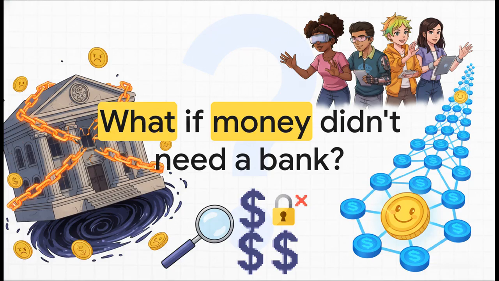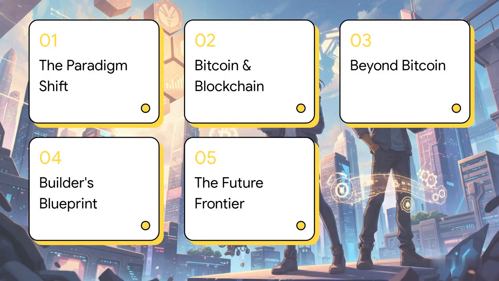Now, for years, technologists tried to create digital cash to solve this, but they kept running into the double spending problem. Basically, how do you prevent someone from copying and pasting a digital dollar the exact same way they copy a digital photograph, without using a bank to verify the ledger? Well, that is exactly what we're going to answer.